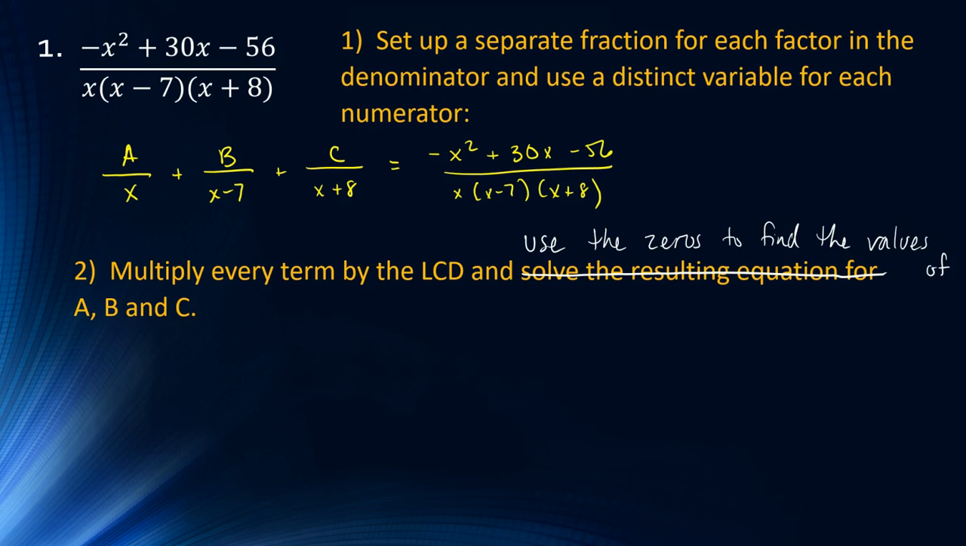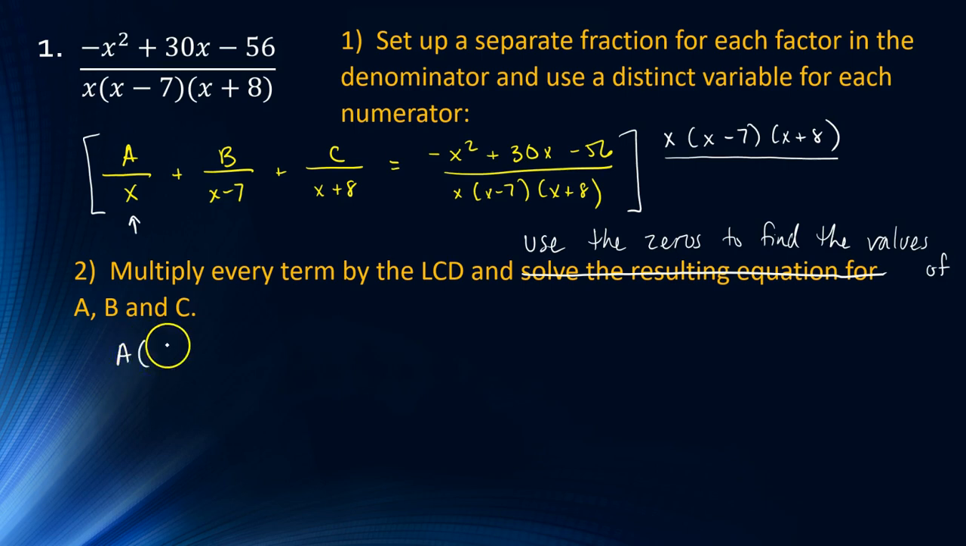Next, what we're going to do is eliminate the fractions. To eliminate the fractions here, we're going to multiply by the common denominator, which is what we have there at the end: x times x minus 7 times x plus 8. We're going to multiply each fraction by this, and again, this is going to eliminate the fractions. When I multiply A over x times our least common denominator, the x's cancel each other out, leaving us with A times x minus 7 and x plus 8.